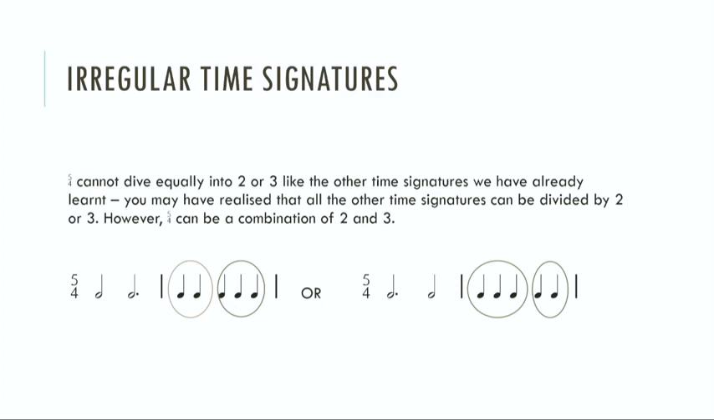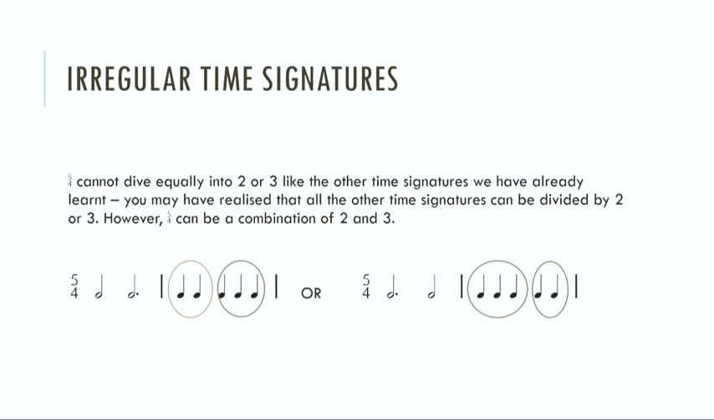Here, the time signature cannot divide into 2 or 3 all the way through the bar. It has to be a combination of 2 and 3. So let's have a look at 2 versions of 5/4. 5/4 can be a 2 pulse and a 3 pulse. So if you have a look there for 5/4, I've got a minim and a dotted minim, where that means there are 2 pulses and then 3.